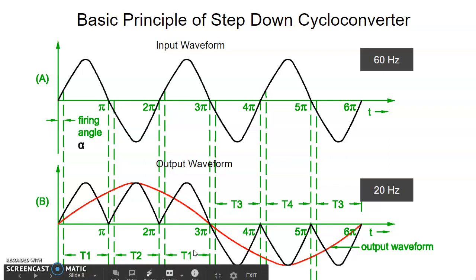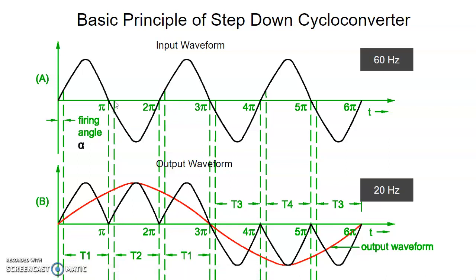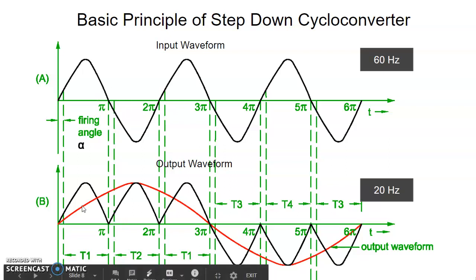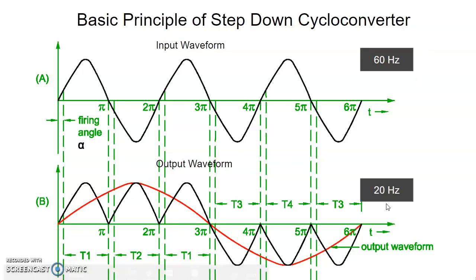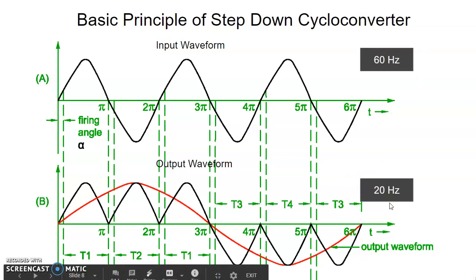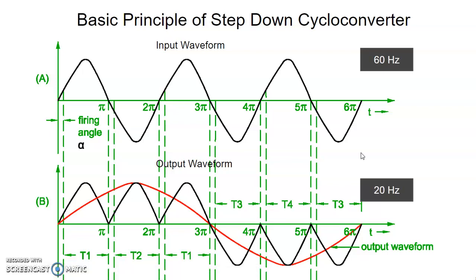So this is not six cycles, this is six pulses, but actually three cycles. These three cycles become one cycle. The red line shows it is one cycle. So the 60 Hz frequency is now converted to 20 Hz frequency. So we are now stepping down the frequency.